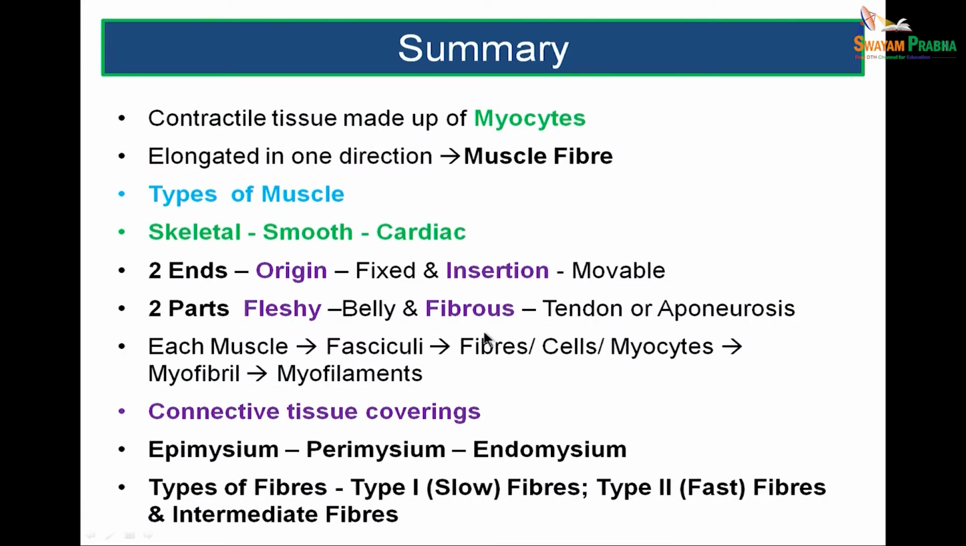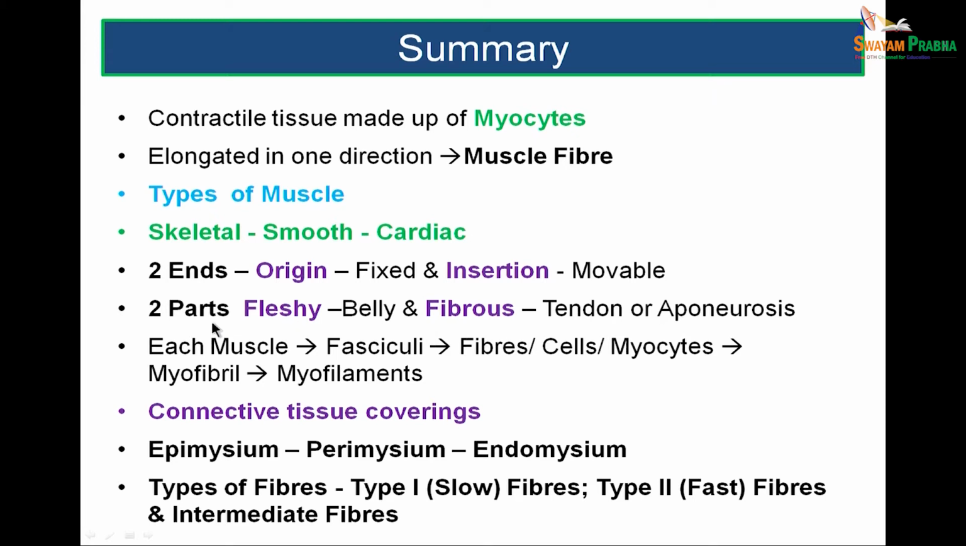To summarize, we are talking about muscle. Muscle is made up of cells called myocytes which are elongated in one direction, calling them muscle fibers. We classified muscle into three types: skeletal, smooth and cardiac muscle. We discussed the ends of skeletal muscle being origin, which is more fixed, and insertion, which is more movable. Two parts of a muscle, the fleshy part which is called the belly and the fibrous part which could be a tendon or an aponeurosis.